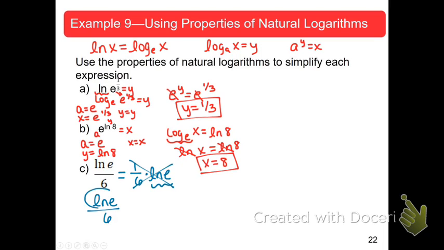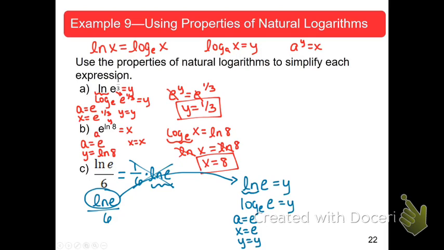So that's fine. I'm going to take this natural log of e, and I'm going to come over here and do some work. So we've got the natural log of e. It's in log form, so we're going to set it equal to y. Well, remember, natural log means log base e of e equals y. So my base, my a, is e, my x is e, and my y is y.